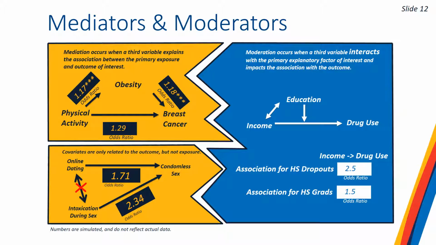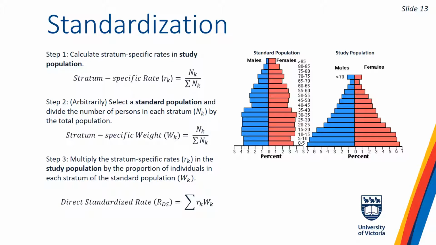An example of a covariate is in the third panel on the bottom left here. Beginning on slide 13, I introduce a number of strategies that can be used to account for the confounding of effect modification or just mediation or moderation. The first of these is standardization, which you learned about in chapter 9, I think. In review, standardization is used to compare two groups with different distributions of confounding variation by applying stratum-specific rates of a study population to the population distribution of a standard population to make them more comparable.